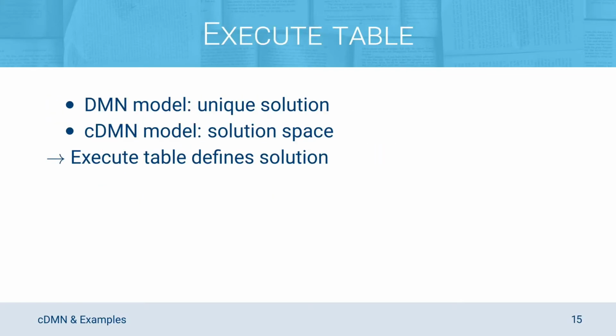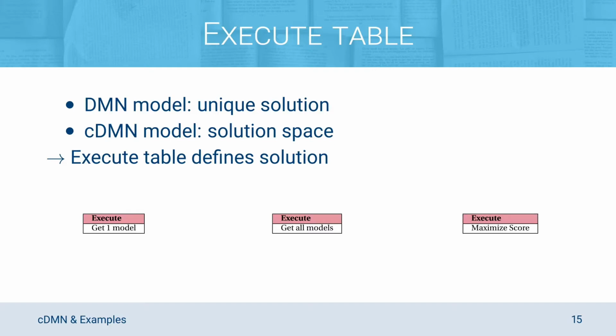Then we also add the execute table. And this is because in a DMN model, there is always a unique solution for every set of inputs. Now in cDMN, this is no longer the case. cDMN usually defines a solution space where there are multiple solutions to pick from. And the execute table allows us to define what solution we want. For example, we could say get one model or get 5 models or etc. Or we could ask for all the solutions using get all models.